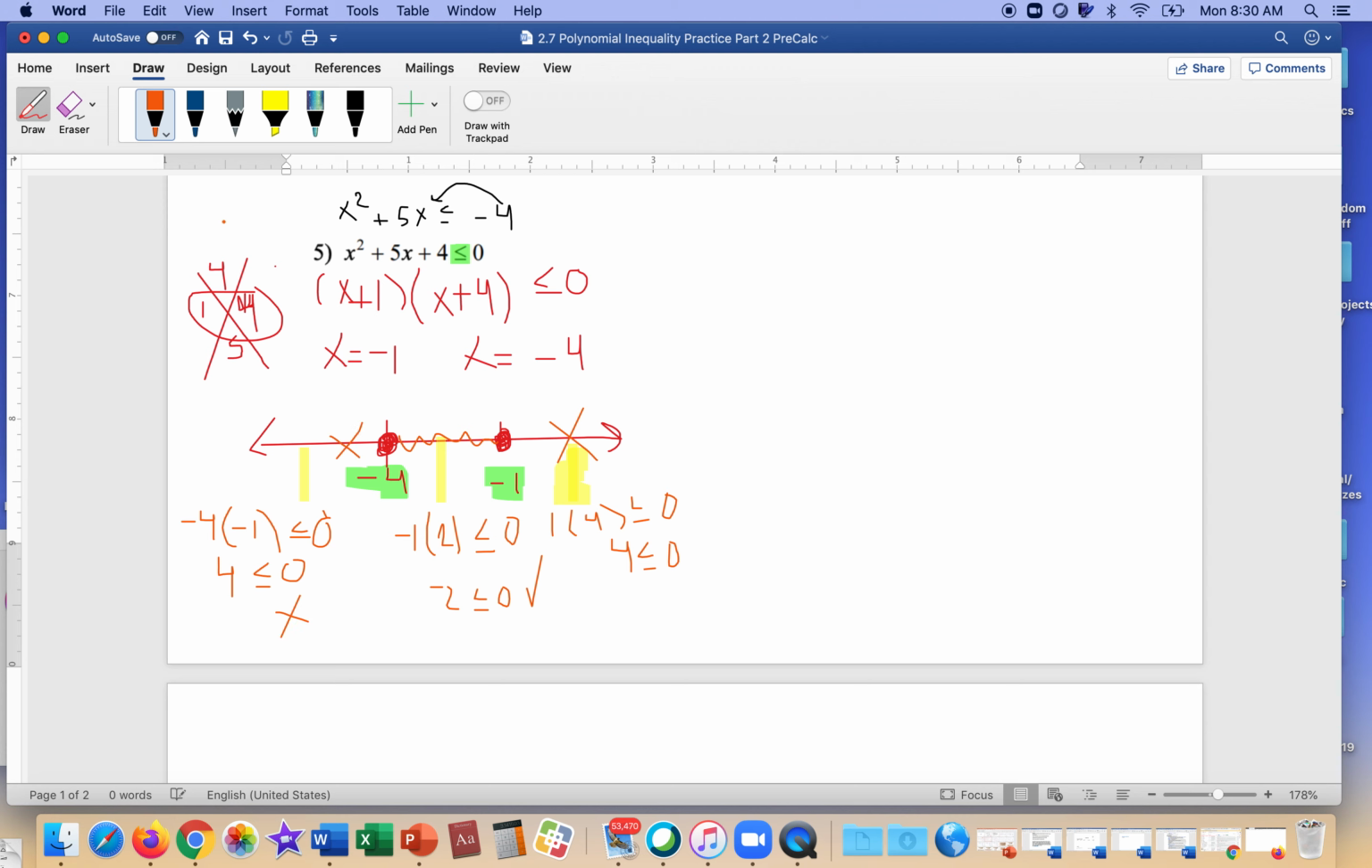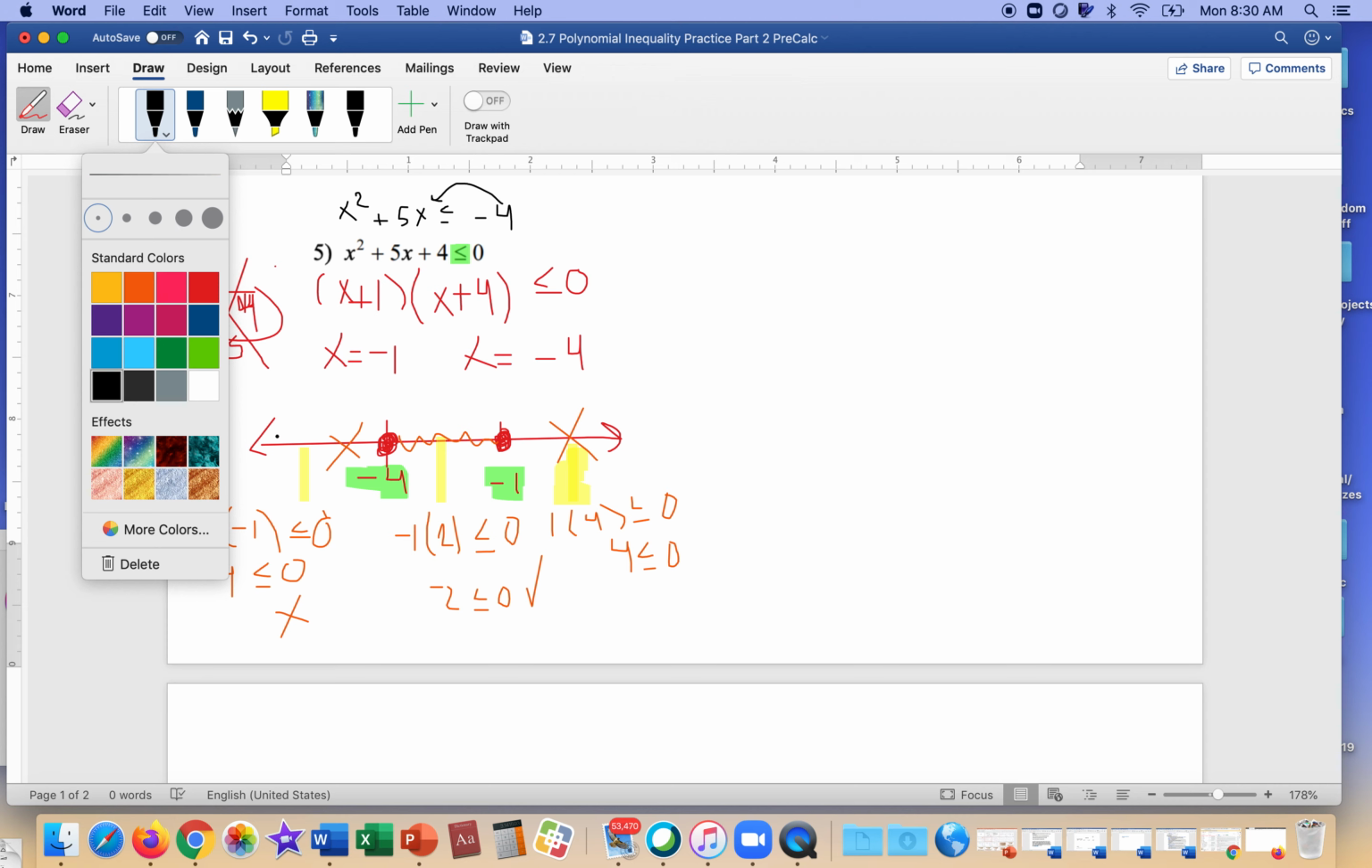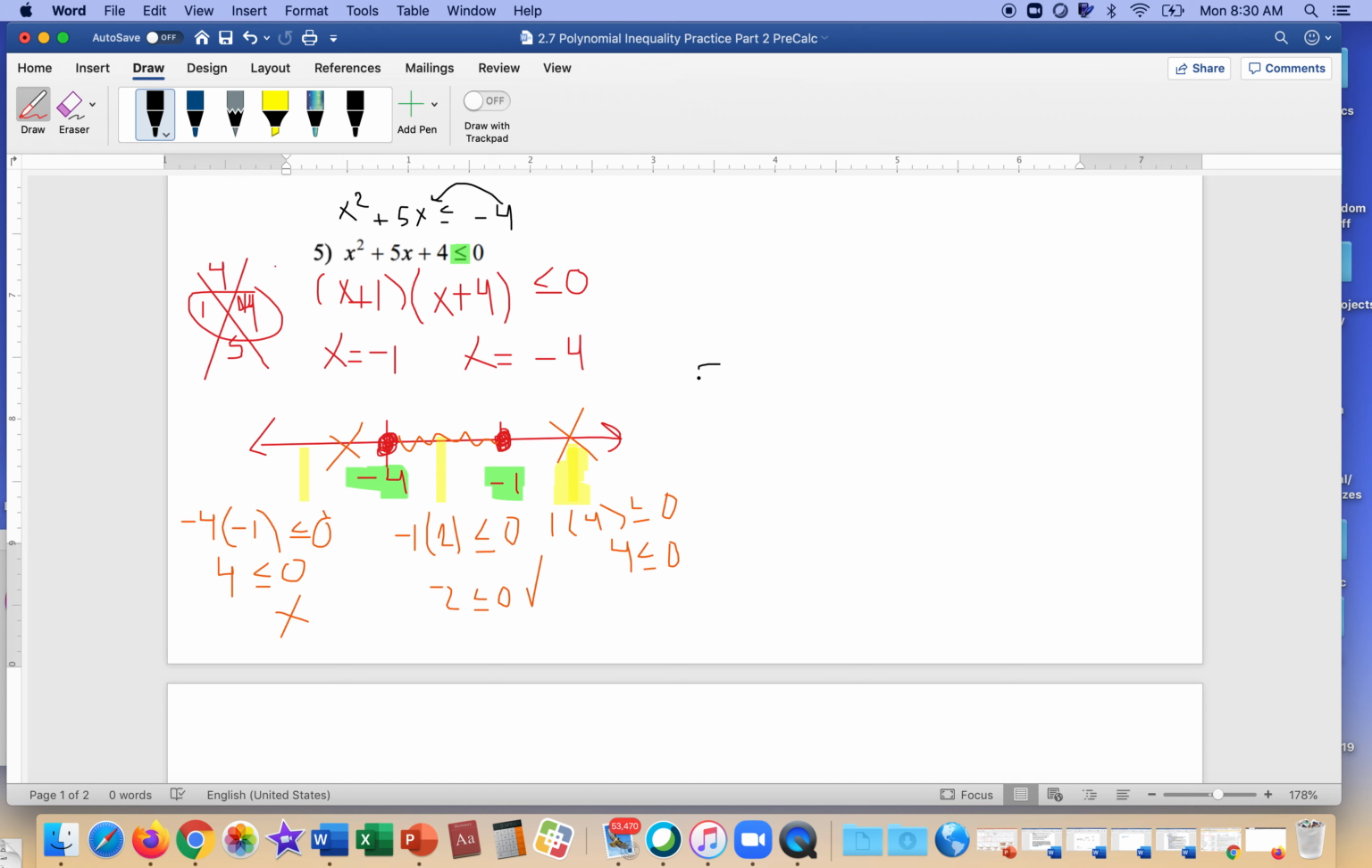And now we're going to write our solution. So remember, we move from left to right. So we start at -4. That's where we see our first shading. It's a closed circle, so we're going to do a bracket. So it's -4, comma. We stop at the next circle, -1, bracket. And that's our solution. And remember, we call this interval notation. So answers can be written in interval notation.